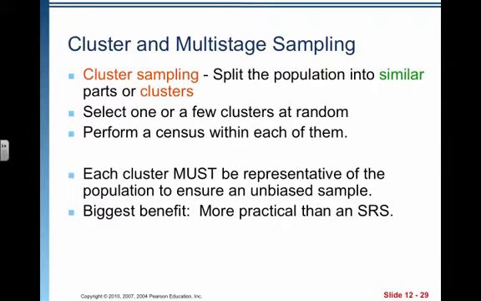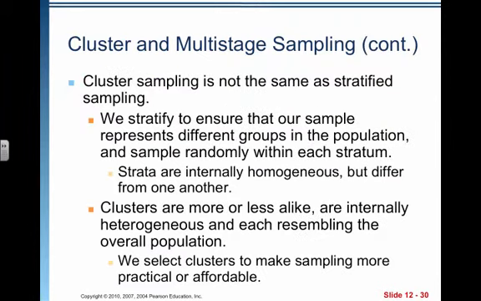Another example of a sampling method is cluster sampling. Here you split the population into similar parts or clusters, and you select one or a few clusters at random and perform a census within each one of them. Each cluster must be representative of the whole population to ensure an unbiased sample. The biggest benefit here is that it's more practical than a simple random sample.